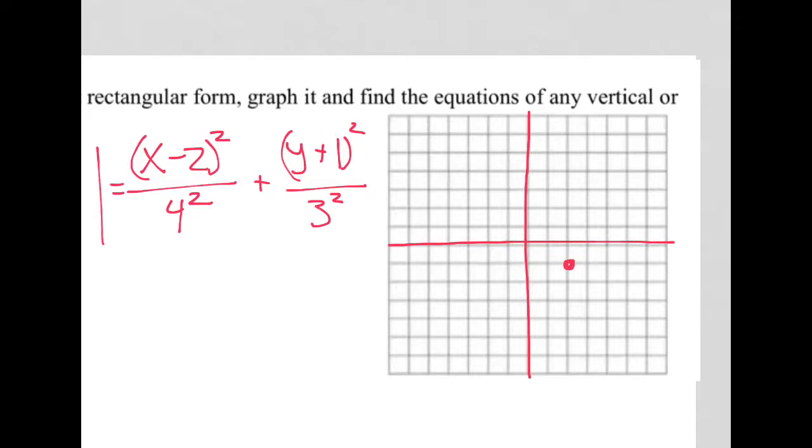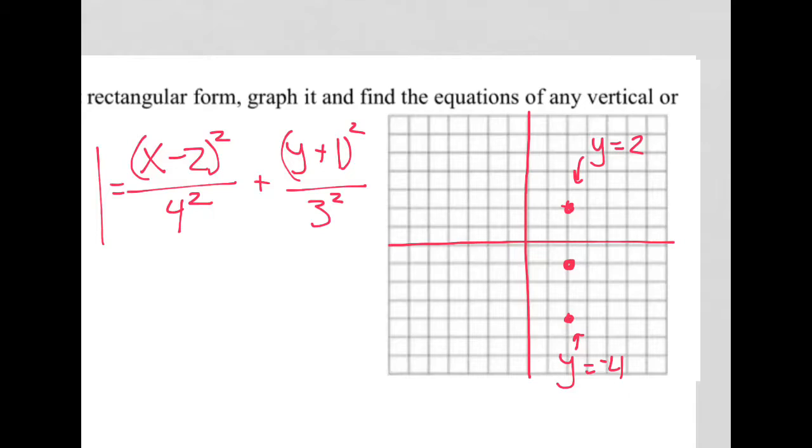And now I'm going to plot the rest of it. Notice that 3 squared underneath the y. That is telling me that I should go up 3. So 1, 2, 3 right there, and down 3. 1, 2, 3 right there. So let's note these y values. That y value is y equals positive 2. Let's note this y value down here. That is y equals, what is that, 1, 2, 3, 4, it looks like. So y equals negative 4.